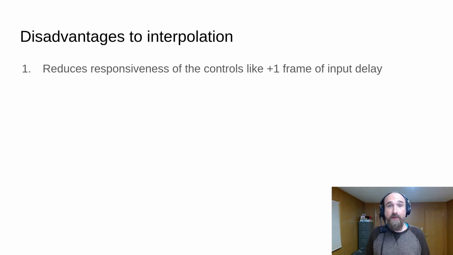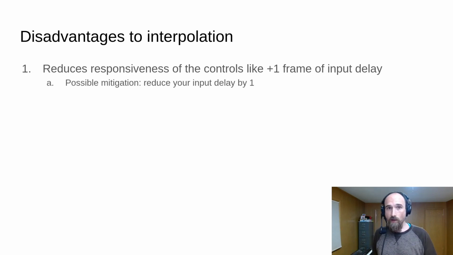Adding interpolation will feel to the player the same as increasing your input delay by 1. The way that interpolation works is that the game simulates the next tick, but rather than immediately showing the result of that tick, it rolls back to the previous tick and then interpolates forward to the current tick. You can mitigate this problem by reducing your input delay by 1.